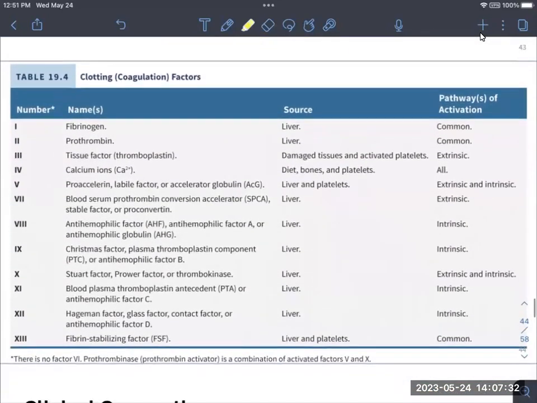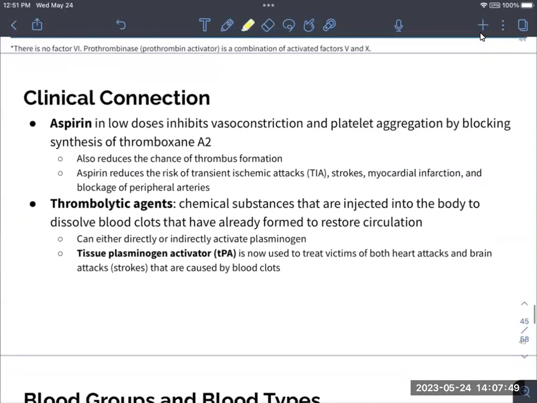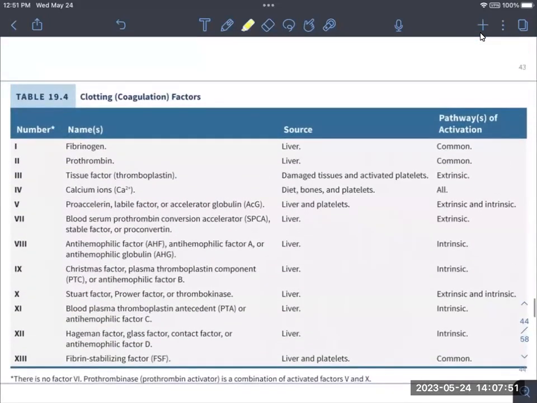So these go through the different types of clotting factors, what they are, where they're found. I'm not going to ask you what is clotting factor 1, what is clotting factor 7. I'm not going to ask you that stuff. That's getting way too specific. Just knowing that clotting factors are involved in forming blood clots.